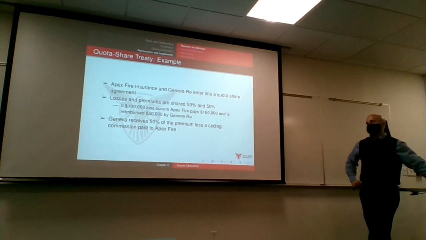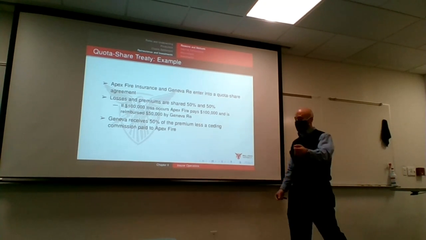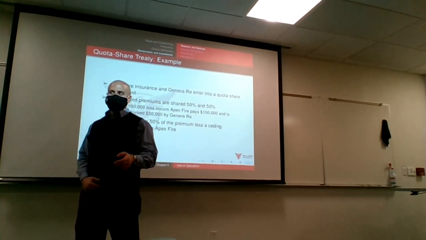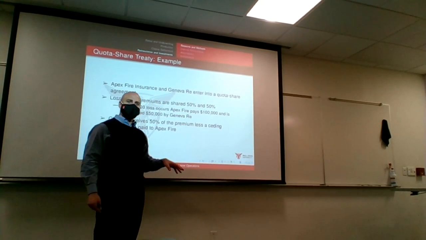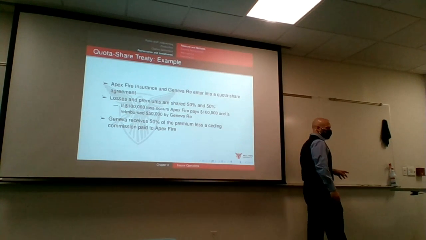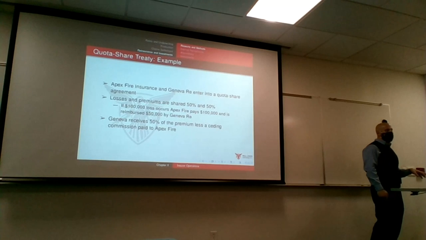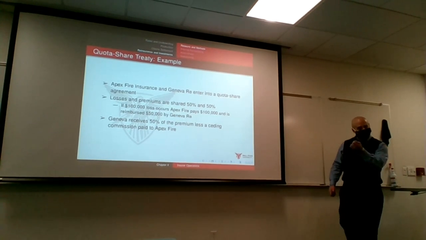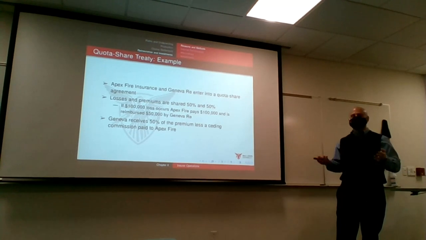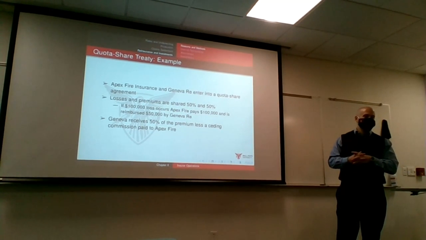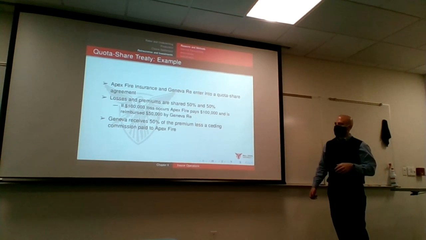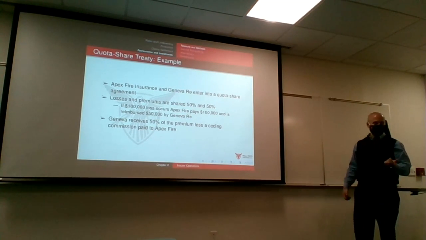So if a $100,000 loss occurs, Apex still has to pay. These are Apex's policyholders. Apex still has to pay. Apex pays their policyholders, and they're reimbursed ex post, usually, by Geneva Re. Geneva may also charge a premium on top of that. So not only do they want half the premiums, they might want another 1 to 2% on top of that. They're still taking on some risk. There could be some commission, a ceding commission, here.